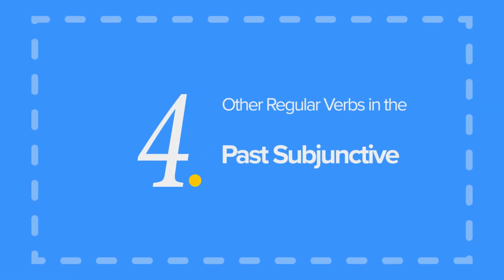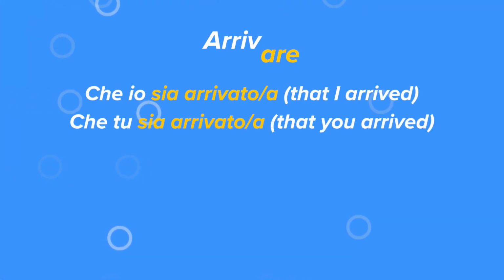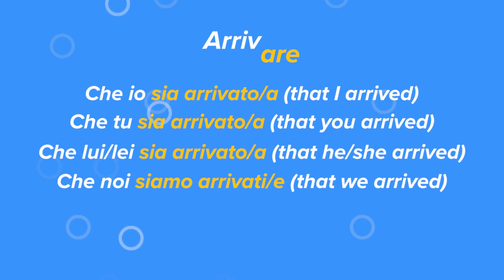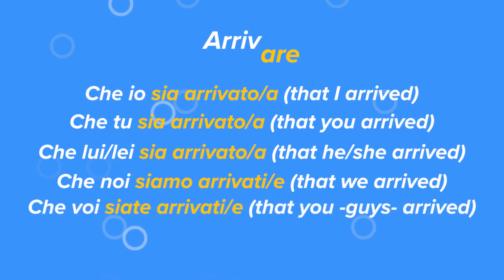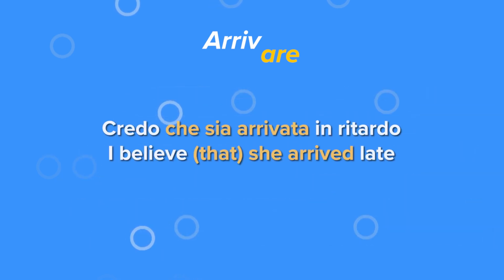Other regular verbs in the past subjunctive. What about common verbs you might use with the past subjunctive? We'll go through one of each verb ending. Let's start with are. Arrivare. Che io sia arrivato o arrivata, che tu sia arrivato o arrivata, che lui, lei sia arrivato o arrivata, che noi siamo arrivati, arrivate, che voi siate arrivati, arrivate, che loro siano arrivati, arrivate. Credo che sia arrivata in ritardo.